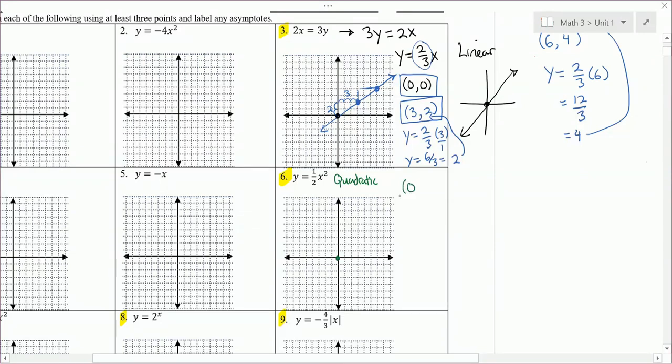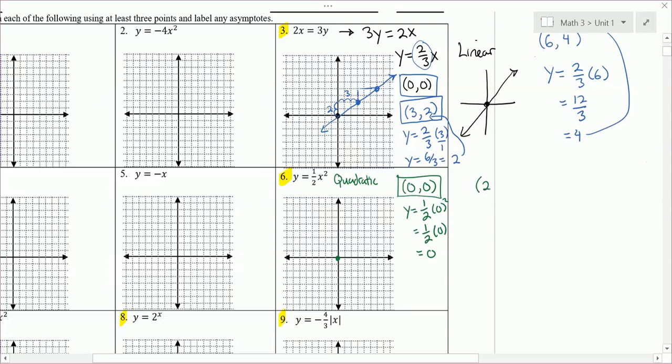If you plug in 0 for x, you end up with y equals 1/2 times 0 squared. Following order of operations, 0 squared is 0. You end up with 1/2 times 0, and anything times 0 is 0. So you see that 0, 0 is a point that we can use. I'm going to pick another point. Notice we have a fraction with the denominator 2, so I'm going to pick something I can divide by 2. 2 is an easy choice.